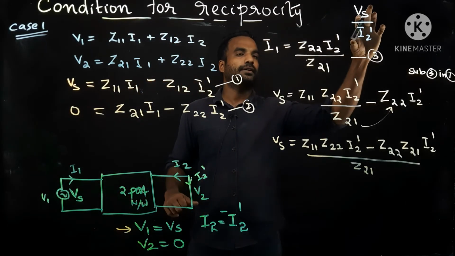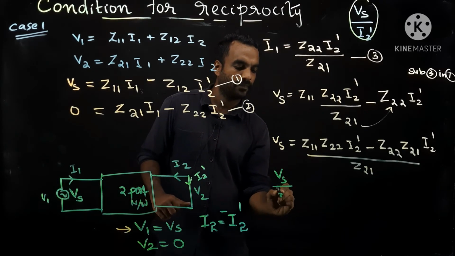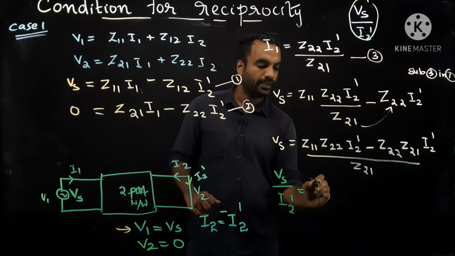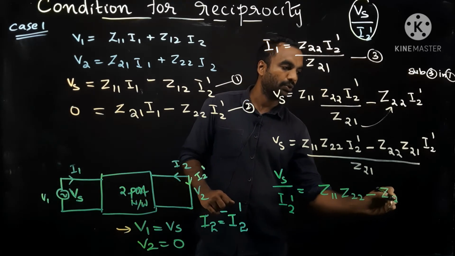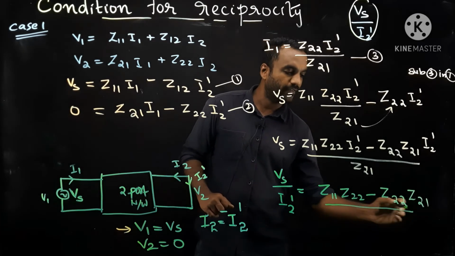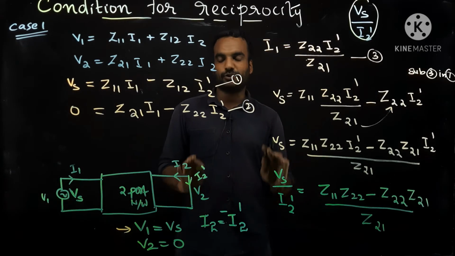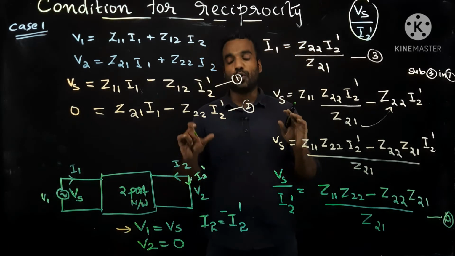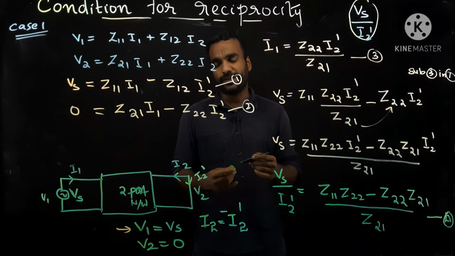Now this is our aim. Our aim is to find Vs by I2 dash. So please do. It is very simple. Z11 Z22 minus Z22 Z21 all divided by Z21. Is it okay? So first condition is obtained. Equation A. Now I want to go by interchanging the response port and input port. Okay, let me try it.